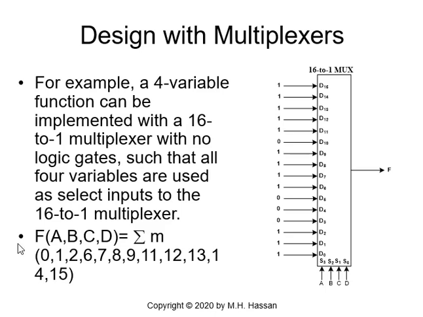Once we have it as a sum of 4 variables, we expand on it. So when you say M0, it will be A prime B prime C prime D prime. What line is going to be selected? It will be D0. So we have M0 D0. What is the value of D0? Since M0 is there, D0 will be 1.